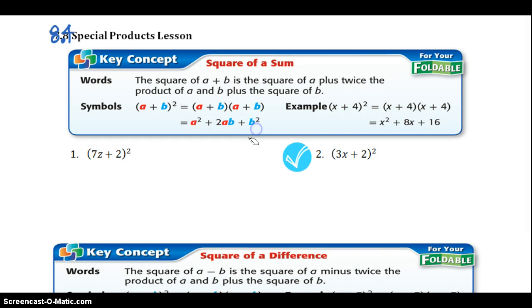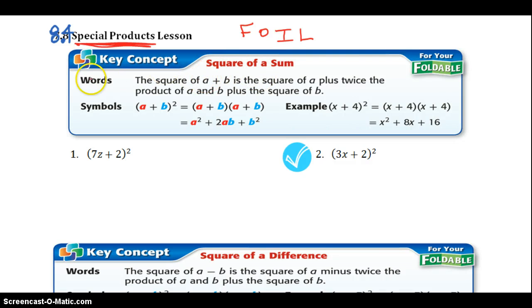So now we're ready for section 8.4. And it's called special products. Let me get on a pen here. Special products. We are taking our FOIL method, first, outside, inside, last, and we're going to find out that every single time there is a pattern forming.